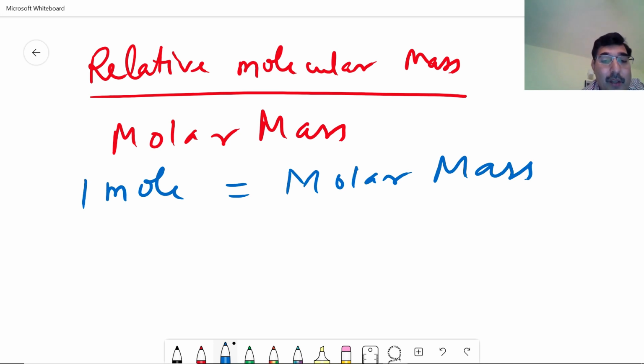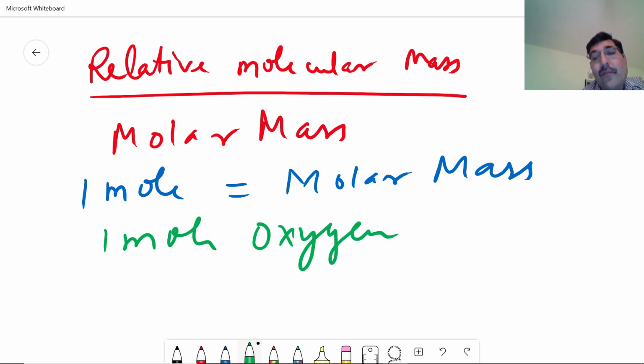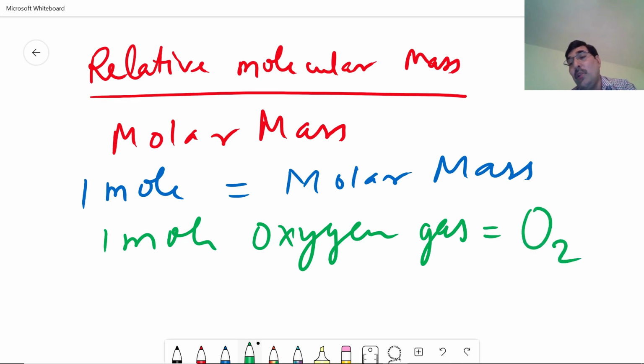For example, 1 mole of oxygen gas means O2. Oxygen's molecular formula is O2. So 16 times 2 is 32 grams. If we don't use G for gram, it is not a molar mass. I hope this is making sense, how we use it.